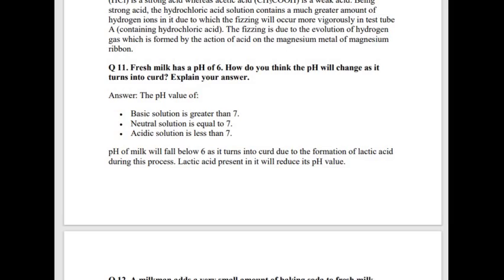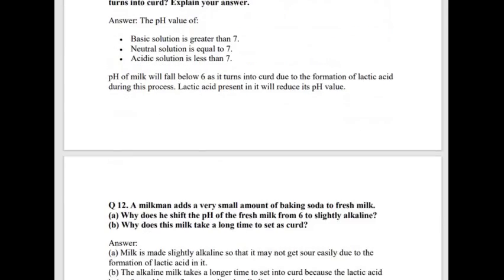Now coming to the next question, fresh milk has a pH of 6. How do you think the pH will change as it turns into curd? We know the pH of a basic solution is greater than 7, the pH of a neutral solution is equal to 7, and the pH of an acidic solution is less than 7. When curd is formed, obviously the pH of milk will fall below 6 due to the formation of lactic acid during this process, right?